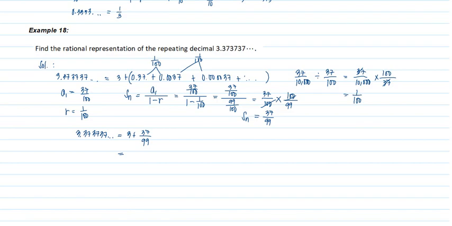So it would be now 99. Tapos 99 times 3 would be 297 plus 37, which would give us 334 over 99. So therefore, 3.3737 can be expressed as 334 over 99 as in rational form.